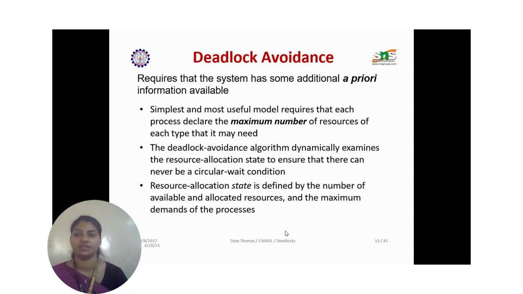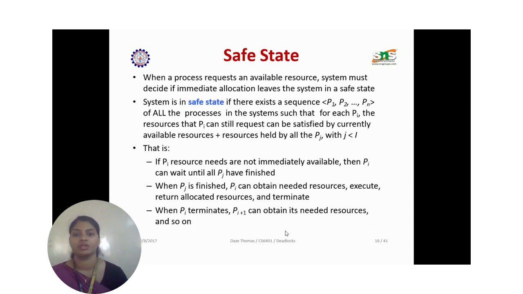Next one is deadlock avoidance. It requires that the system has some additional a priori information available. The simplest and most useful model is that each process declares the maximum number of resources of each type that it may need. The deadlock avoidance algorithm dynamically examines the resource allocation state to ensure that there can never be a circular wait condition. Resource allocation state is defined by the number of available and allocated resources and the maximum demands of the processes.